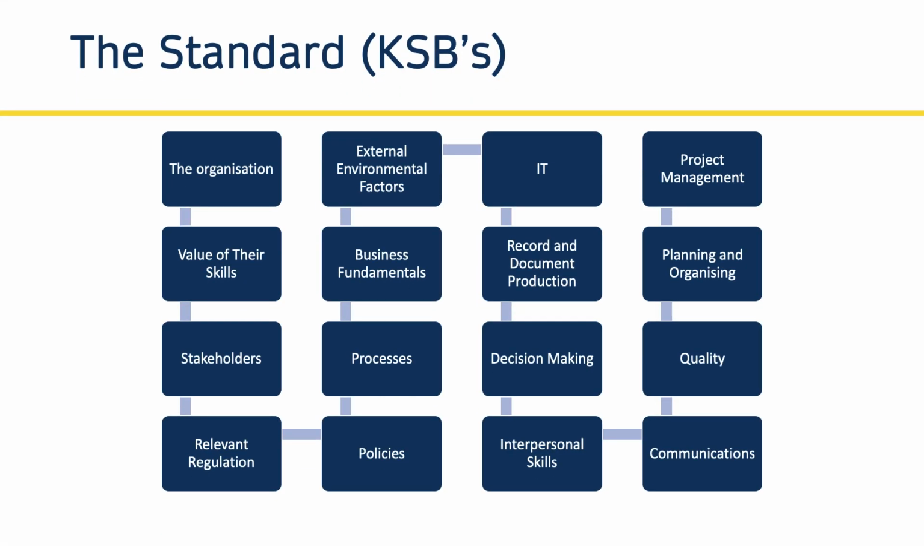So on the screen is the KSBs, the knowledge, skills and behaviours. This is the criteria which this qualification is assessed against. So it's these things which are on the screen that you have to be able to demonstrate in your endpoint assessment and at various stages throughout your apprenticeship. And they tie in with the key skills which all business administrators should have.